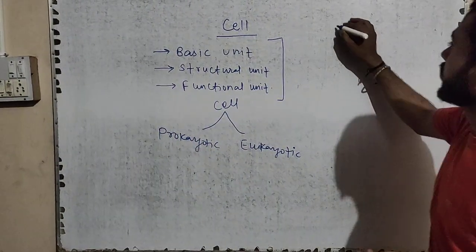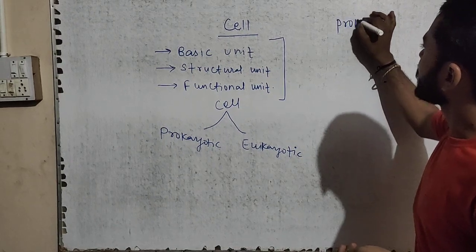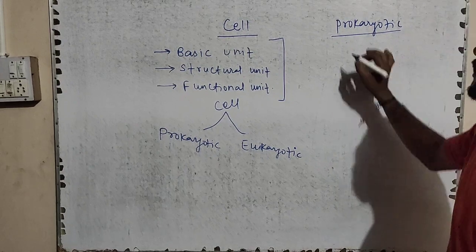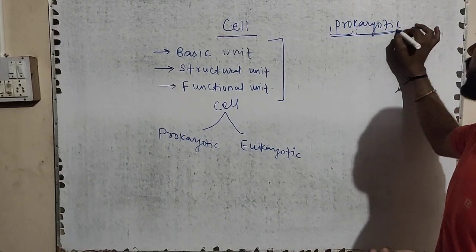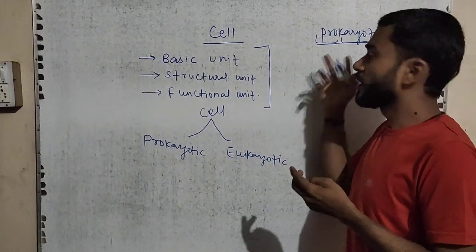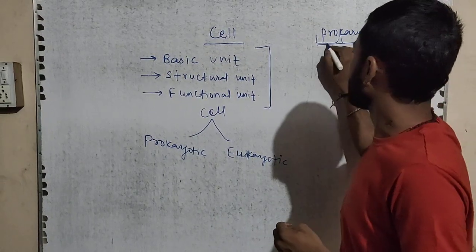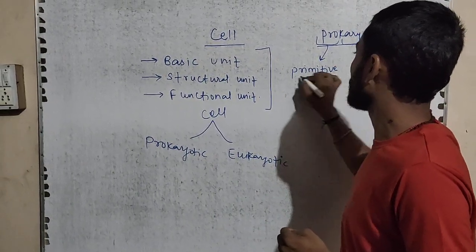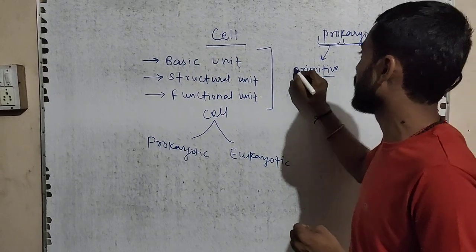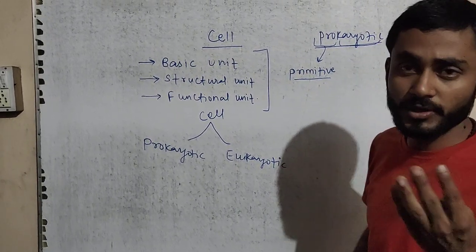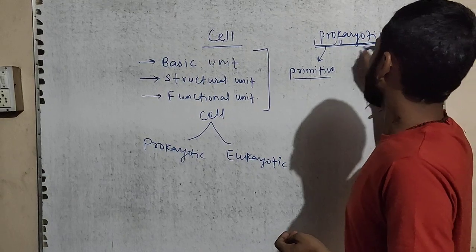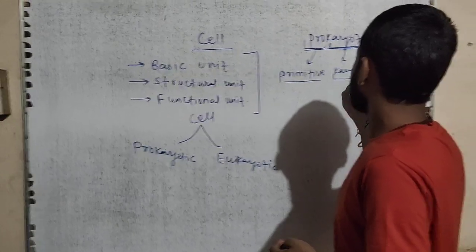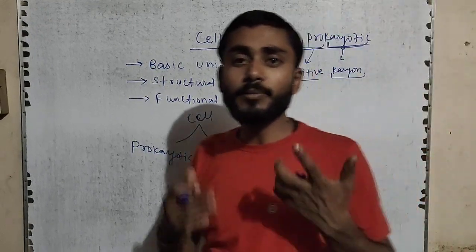What are prokaryotic cells? In the word prokaryotic, two words are used: pro and karyotic. Pro means primitive. Primitive means the first, that which came on earth first. The other is the word karyon, which is generally used for the nucleus. So the meaning that comes from these words is primitive type of nucleus.